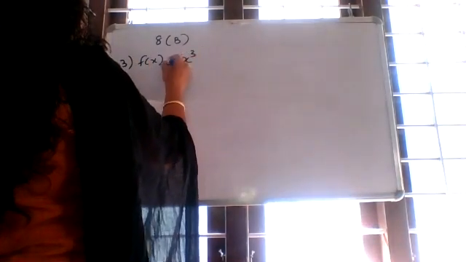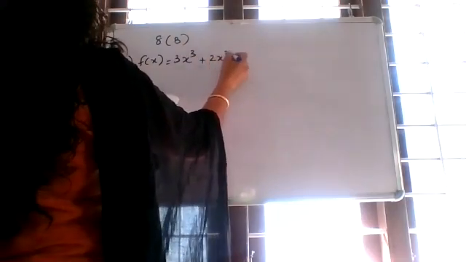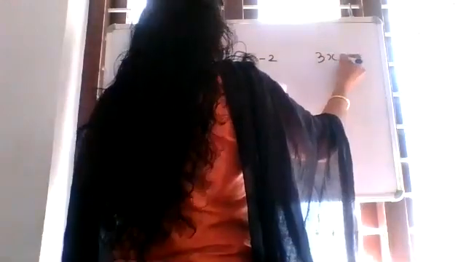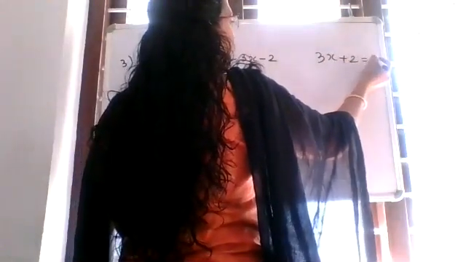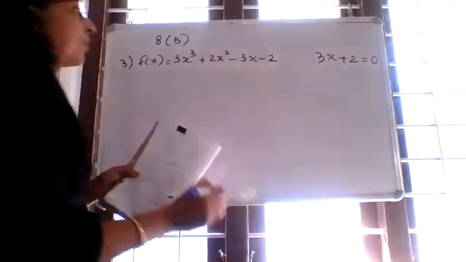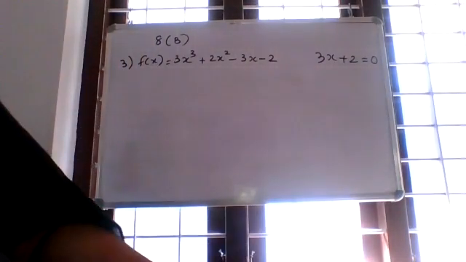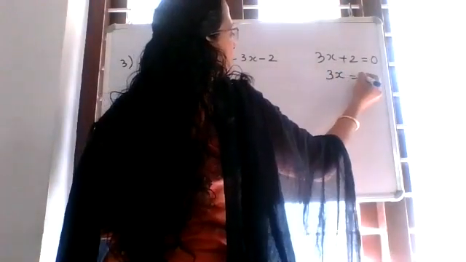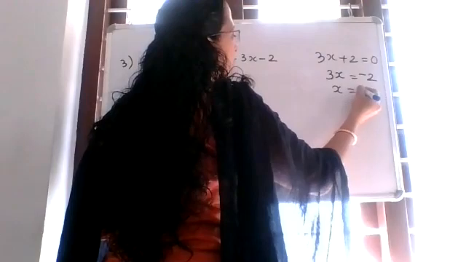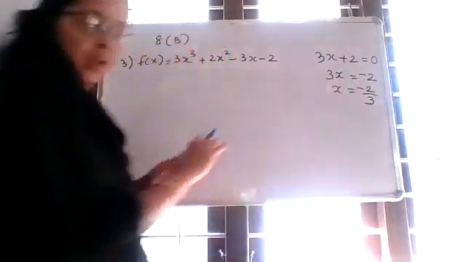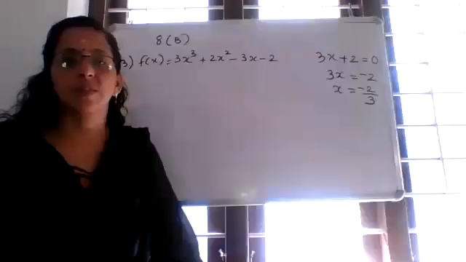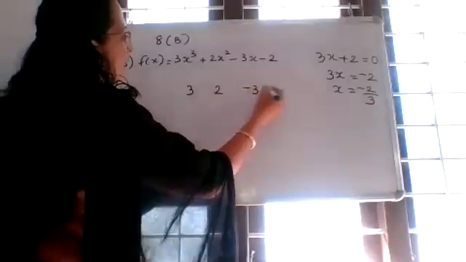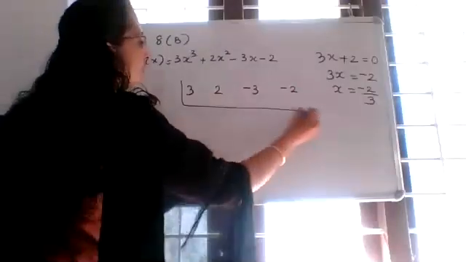Third question. f of x is 3x cube plus 2x square minus 3x minus 2. 3x plus 2 is a factor. 3x plus 2 is a factor means we can write 3x plus 2 is equal to 0. So 3x is equal to negative 2. So x is equal to negative 2 by 3, which is a fraction. So how can we do this?